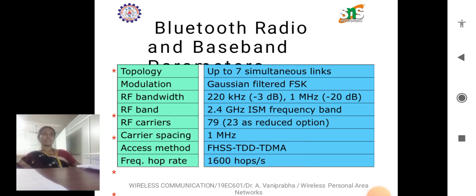The number of carriers is 79. Carrier spacing is 1 megahertz, and the access methods are the frequency hopping spread spectrum technique, TDD and TDMA. The frequency hop rate is about 1600 hops per second. These are the technical details of a scatternet.